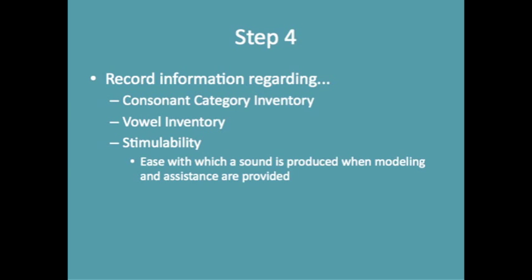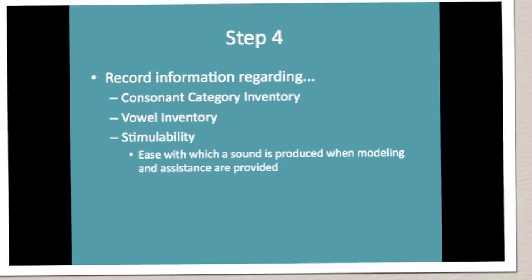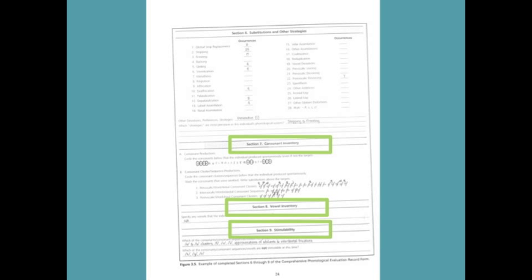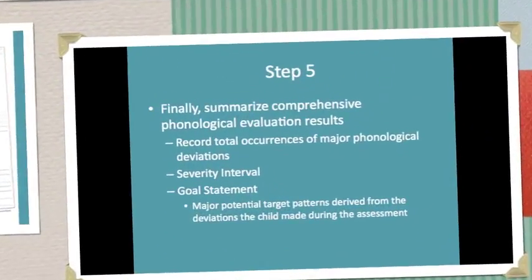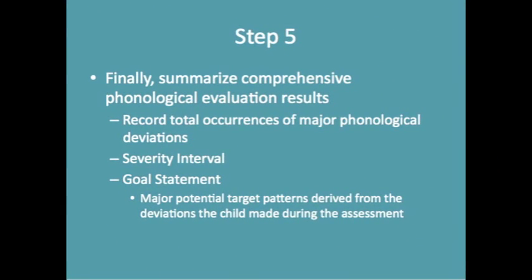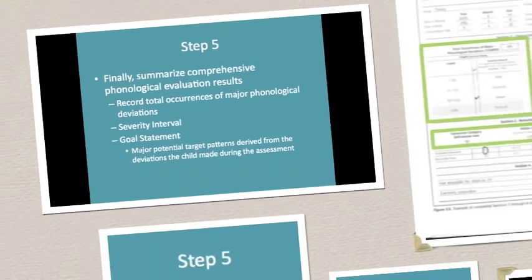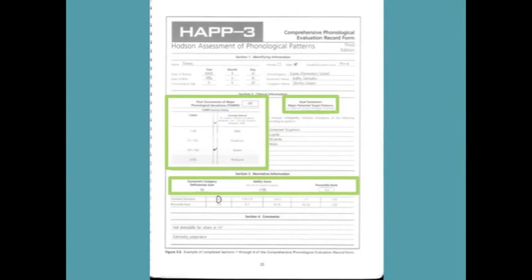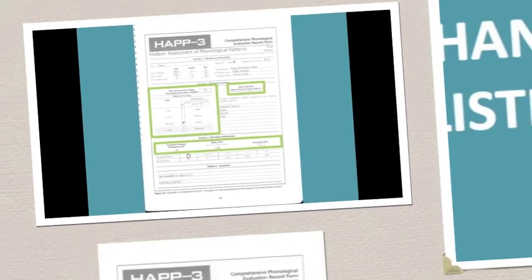Once that is complete, record information regarding consonant inventory, vowel inventory, and stimulability. Stimulability is the ease with which a sound is produced when modeling and assistance are provided. Finally, summarize comprehensive phonological evaluation results. Record the total occurrences of major phonological deviations, the severity interval, and the goal statement. The goal statement is the major potential target patterns derived from the deviations the child made during the assessment.